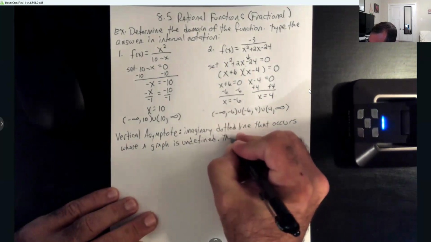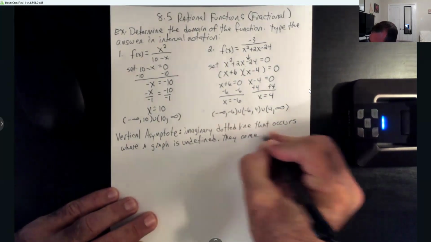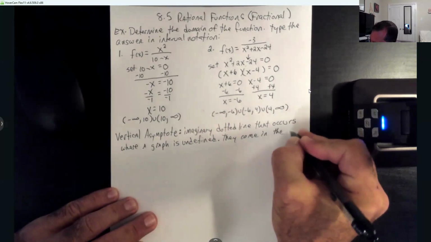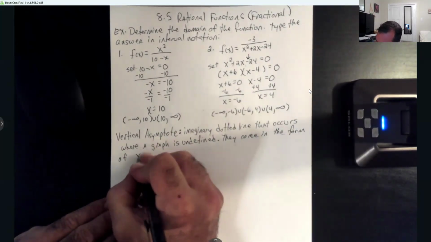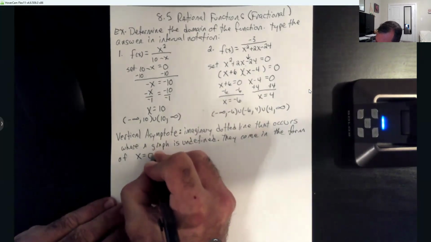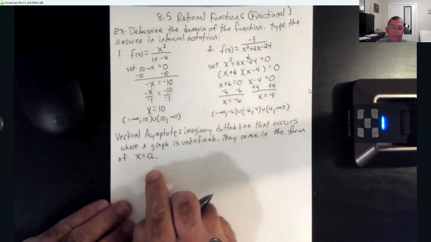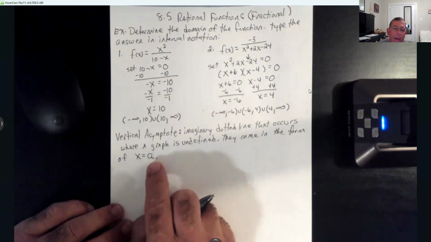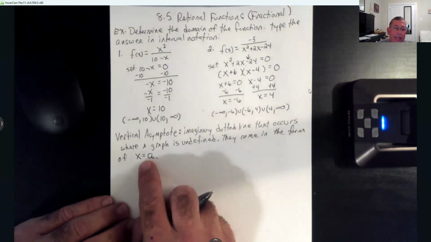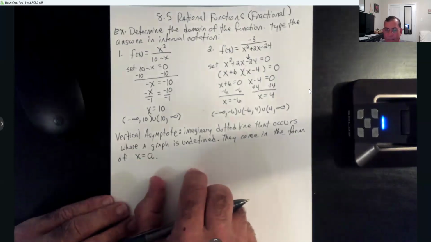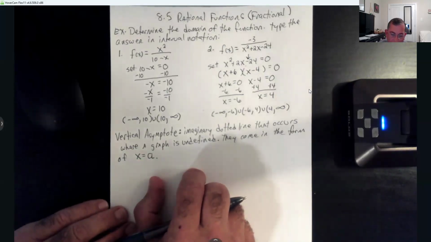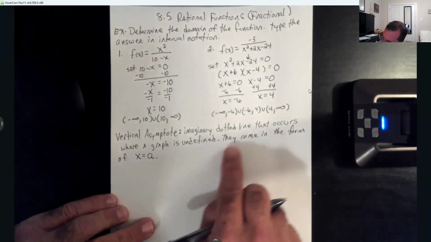They come in the form of x equals some number. And remember, since it's an imaginary vertical line, vertical lines are the ones we graphed that had the x equals the number, okay? All righty.